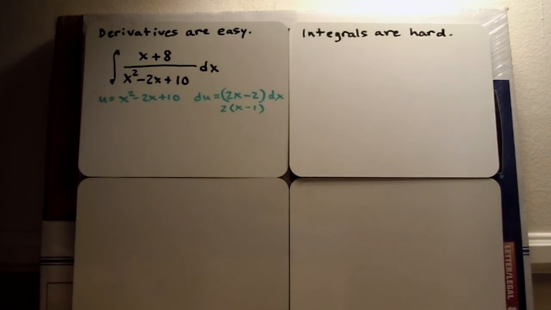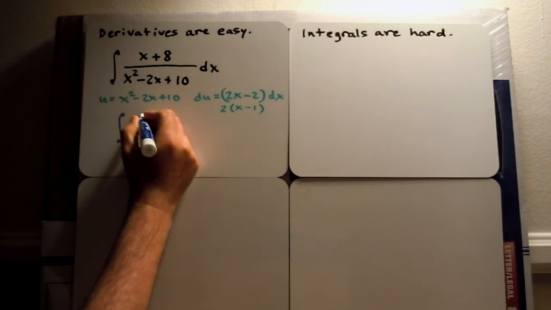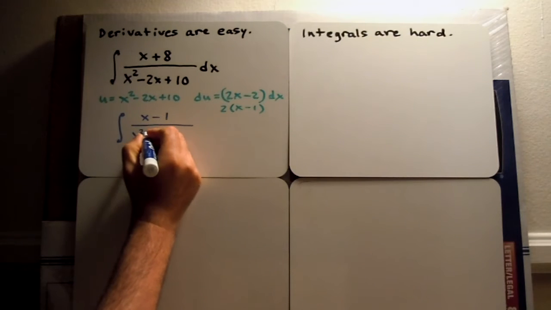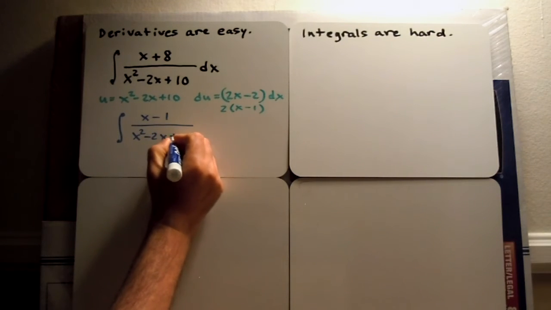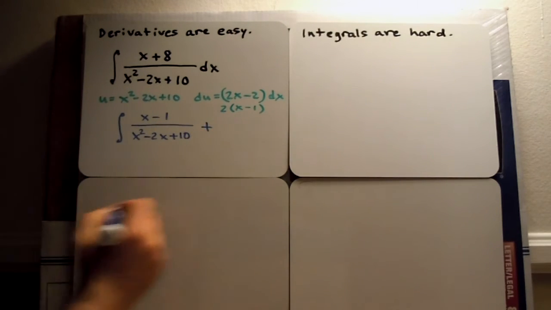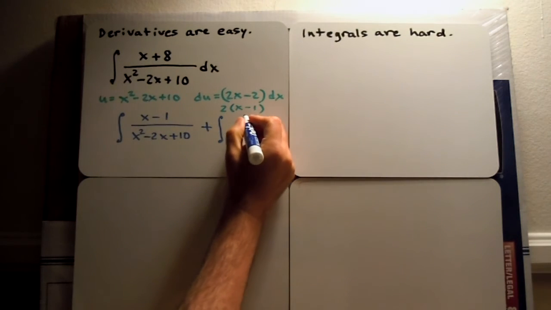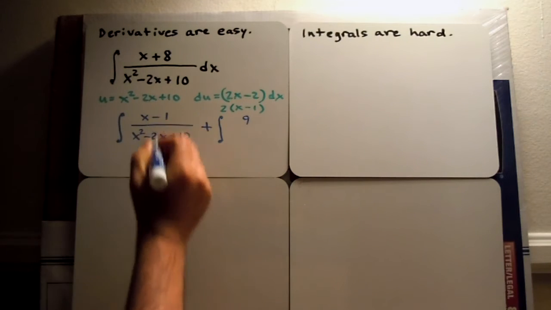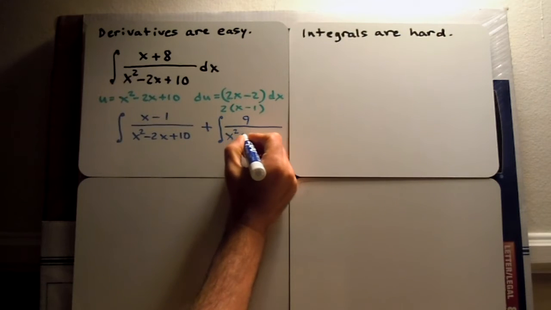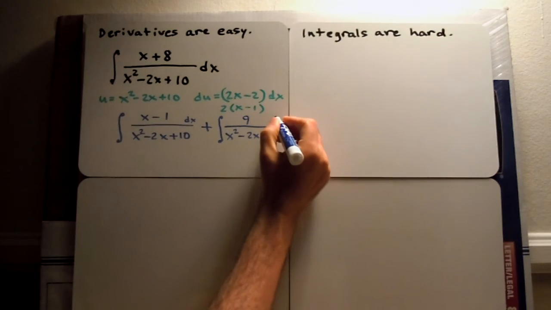So let's do this. Why don't we go ahead and split this up into two separate integrals. Let's split this up into the integral of x minus 1 over x squared minus 2x plus 10 plus the integral of, well, minus 1, we could make that 9. So that would be equivalent to x plus 8 over x squared minus 2x plus 10, both with dx.